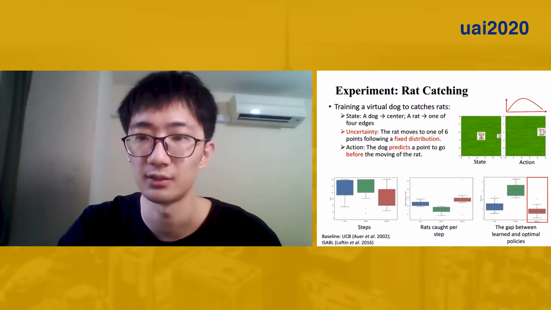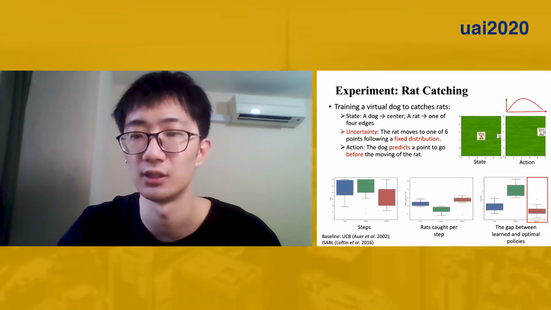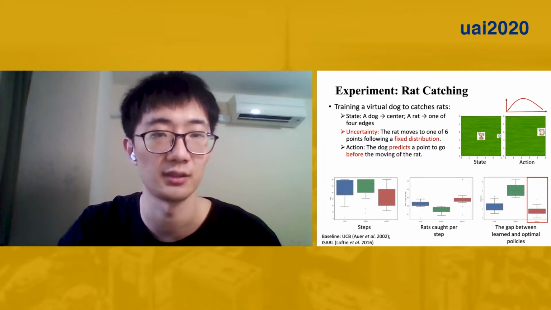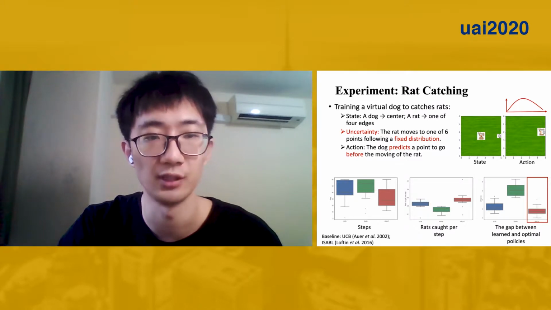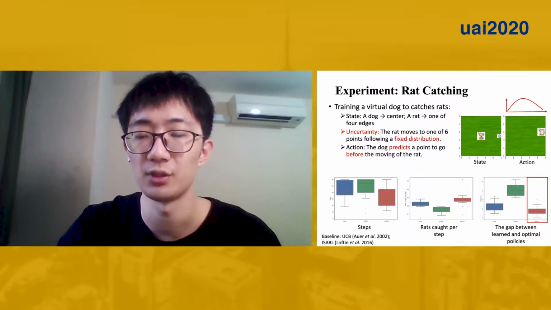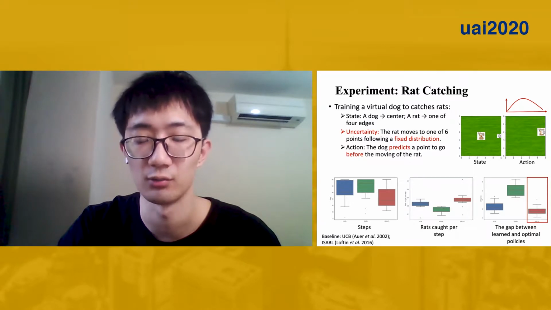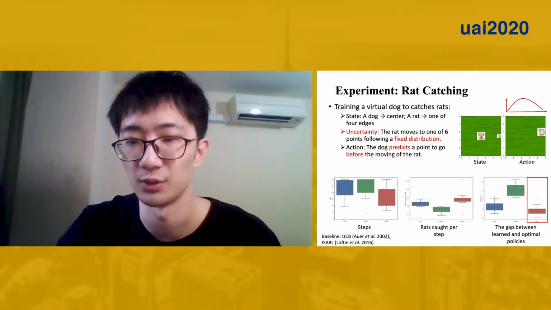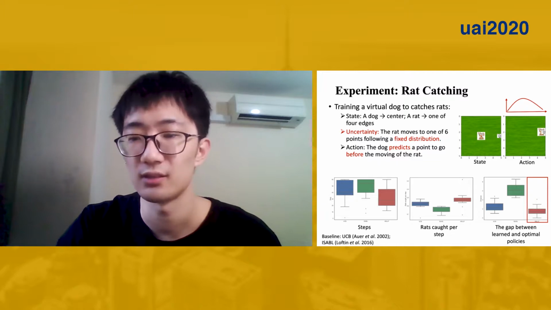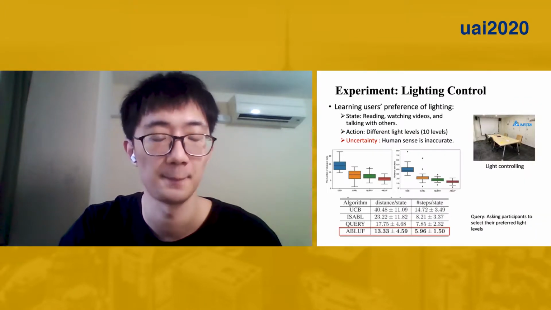In the experiment part, we first do the rat catching experiment. At the beginning of each round, the dog is at the center and the rat is at one of the 4 edges. Then the rat will move to one of the 6 points following a fixed distribution. The dog needs to predict a point to go to before the moving of the rat. We use the number of steps to finish training, the number of rats caught per step, and the gap between the learned and the optimal policies as metrics. We can see that our algorithm performs the best.